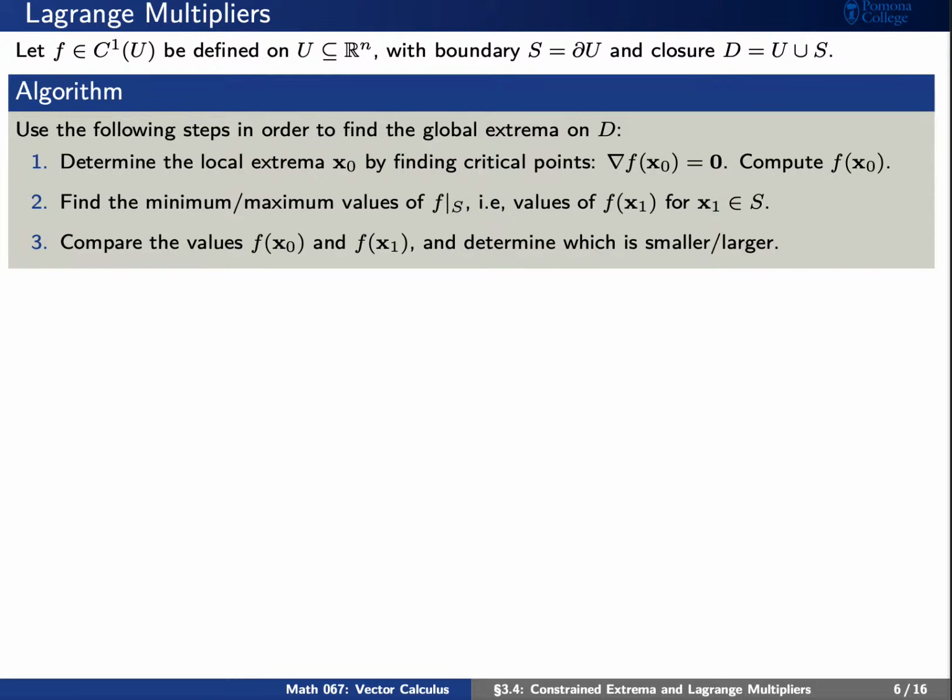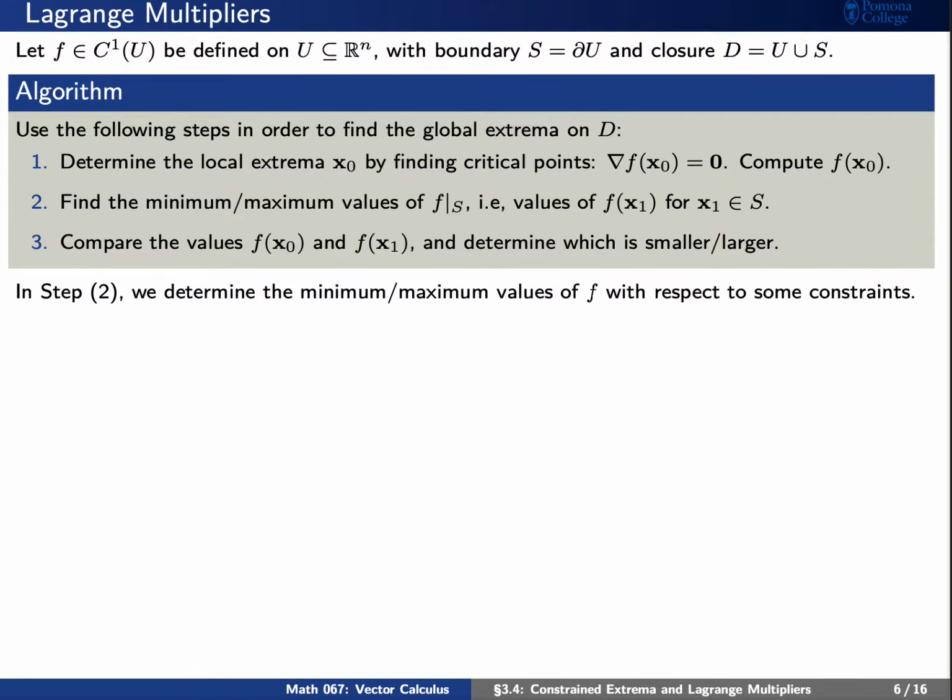Step 2 is kind of a weird step because we have to determine the maximum and minimum values of f on the boundary, that is, with respect to some constraints. We're going to talk about this in a lot more detail today.